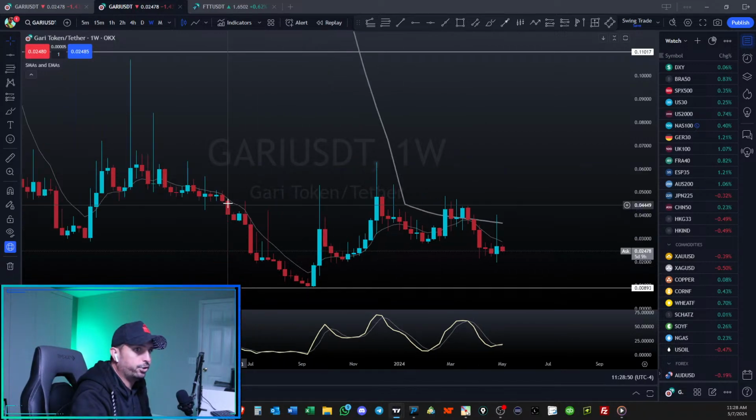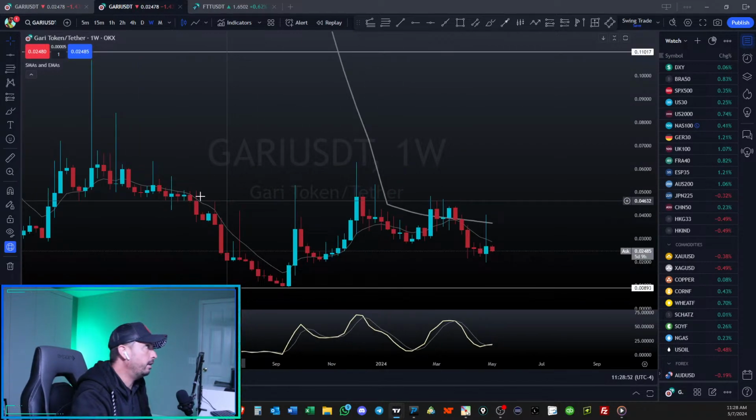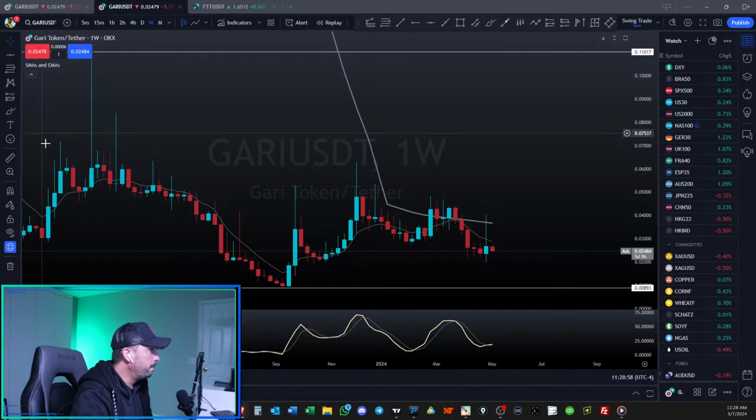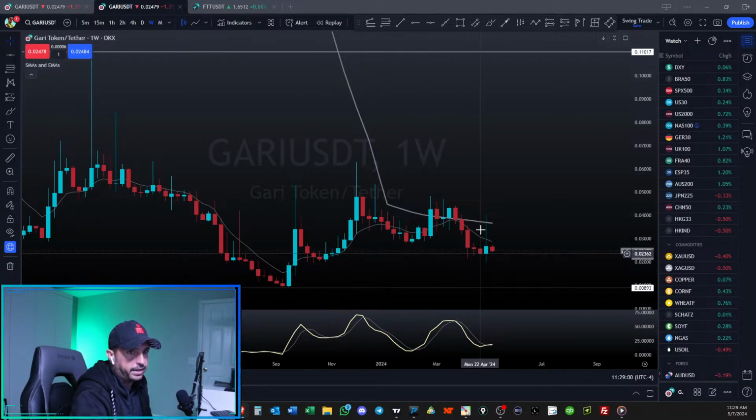It's an ugly chart. I wouldn't buy in anything here now. Not on Gary, but the technology looks good. I wouldn't buy in anything now. This is the lowest that it did. If you buy here, you're buying at the low.